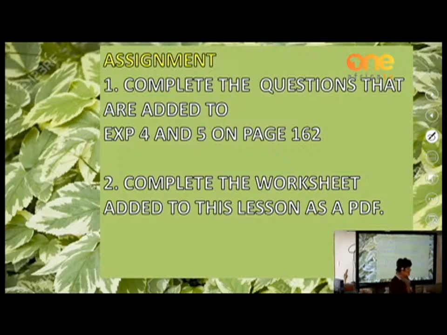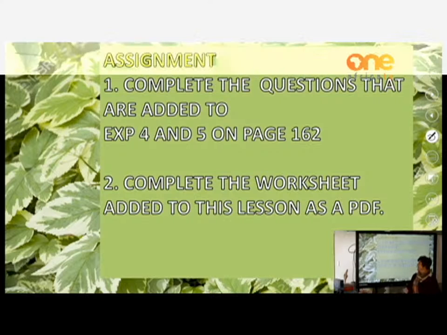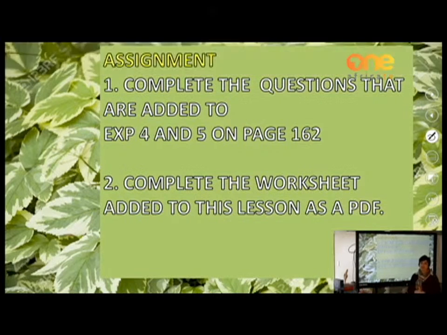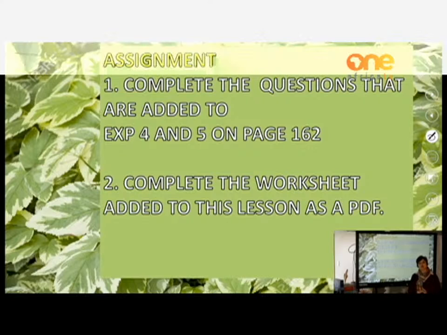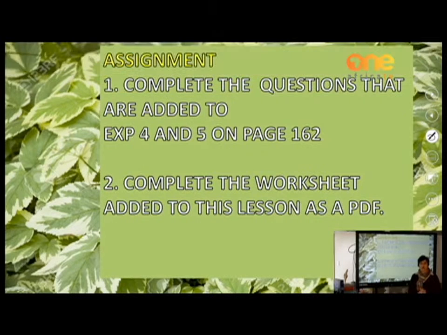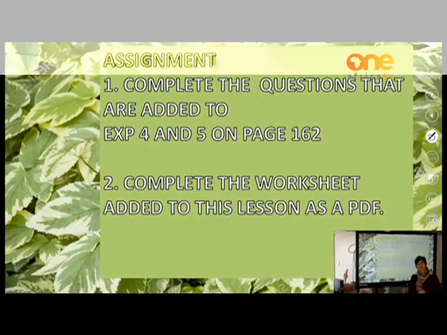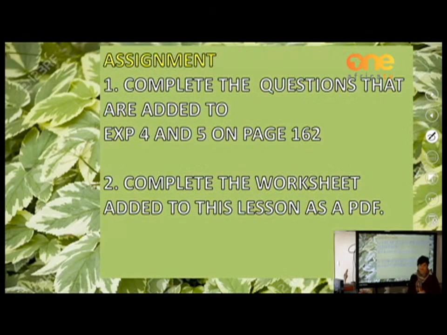I hope that you realize we are now on page 162, and there you will find experiment 4 and 5. Please read through them and do the questions in your book. Then I also want you to look at the PDF that I added to this lesson with some more interesting practicing for you to get all the information that you need about investigating photosynthesis.